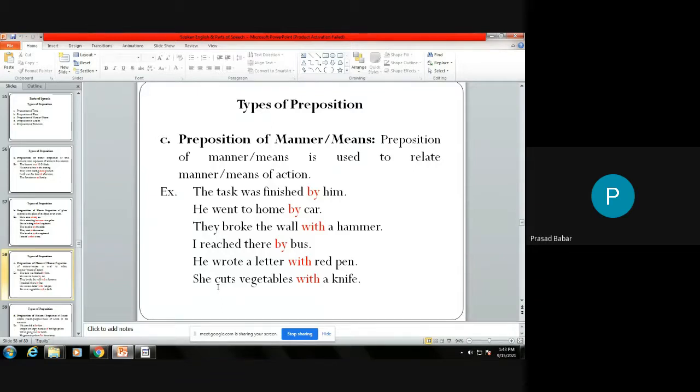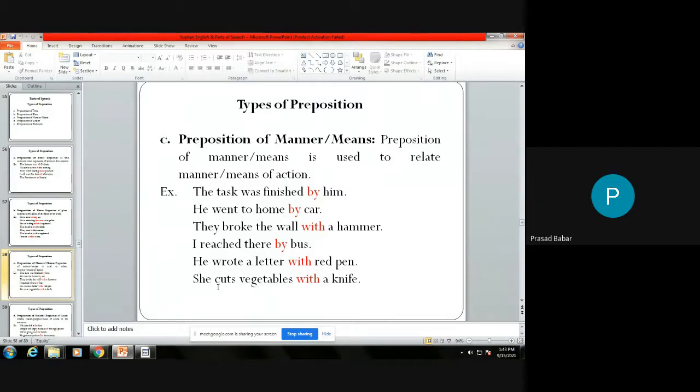I reached there by bus. By which means did I reach there? By bus. So here "by" is working as a manner or means of traveling or means of communication. So it is called a preposition of manner.